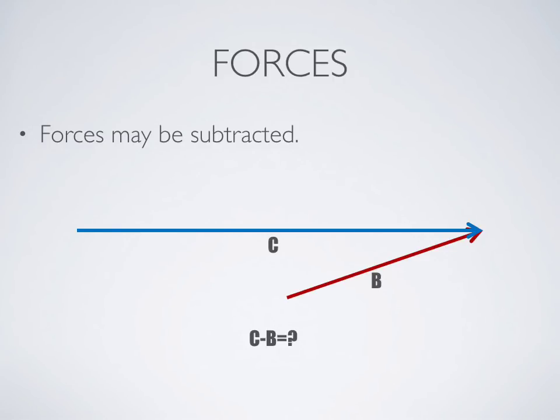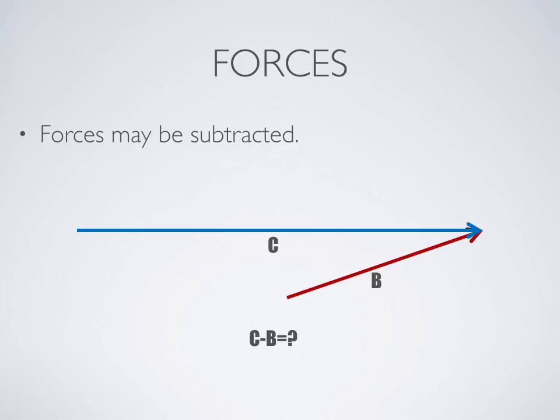So the next question is, can forces be subtracted? Well, I told you they can, right? Right there. Forces may be subtracted. So in this case, we have C minus B. All right, how do we do it? We put the tips together. We flip the B. So let's take a look at that.